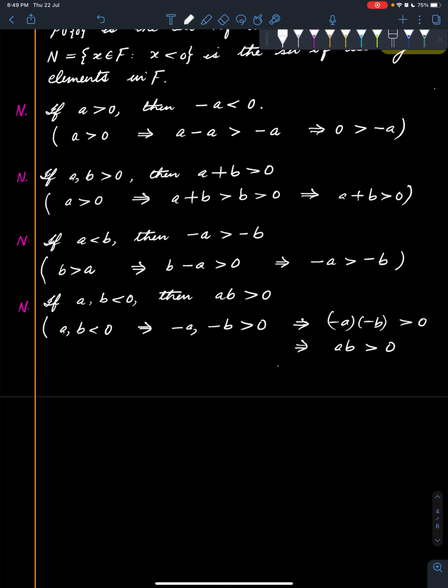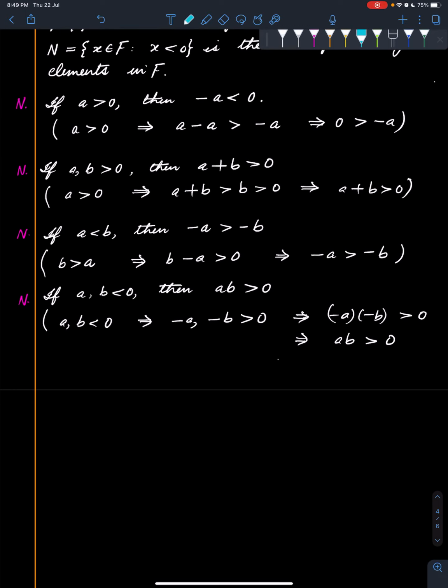I did not show this, but you can show this very easily. Minus A times minus B is, as we noted, minus 1 times A times minus 1 times B, which is minus 1 times minus 1 times AB. So all we need to do is show that minus 1 times minus 1 is 1, but that is because minus 1 times minus 1 is the additive inverse of minus 1.